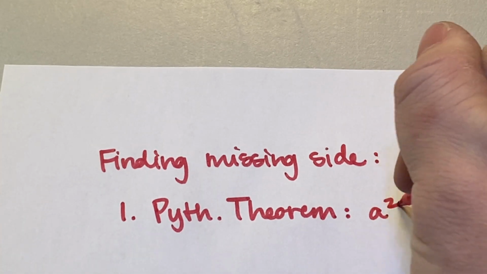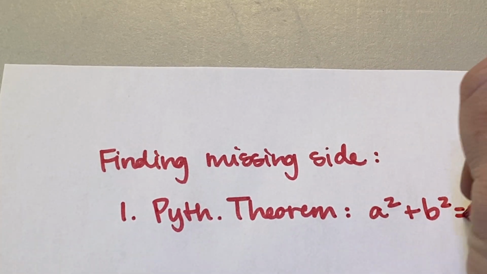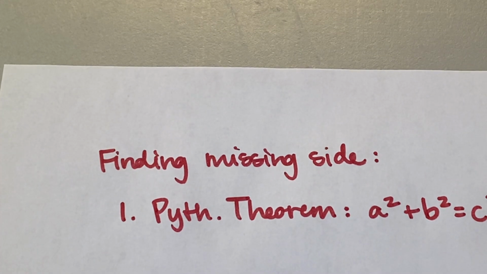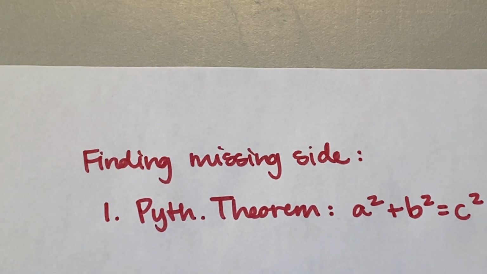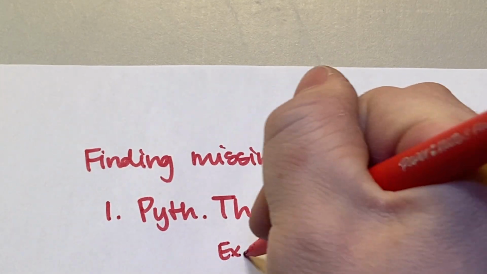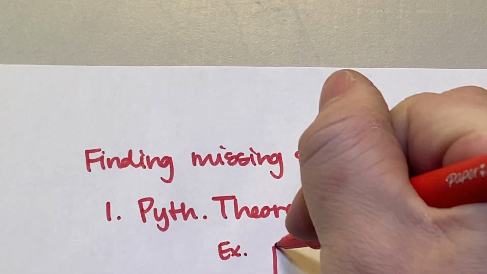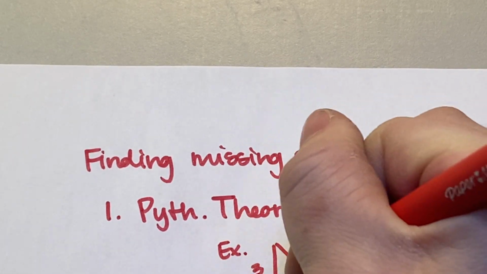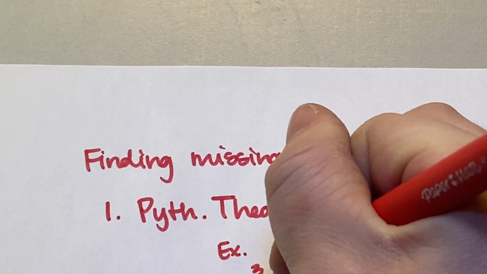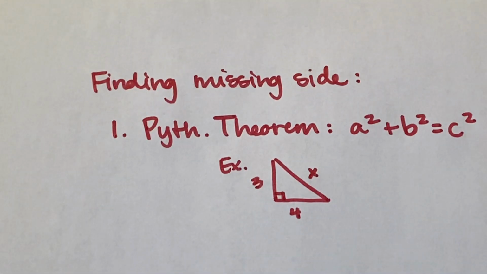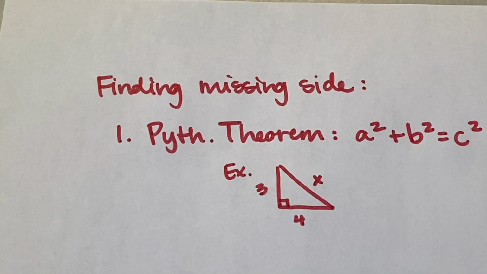Remember Pythagorean theorem, a squared plus b squared equals c squared. So we use Pythagorean theorem when it gives us two sides and we're trying to find the third side. For example, give yourself a little example here. It gives you like 3 and 4 and you're trying to find x. Right? It gives you two sides, you're trying to find the third side. We use Pythagorean theorem.